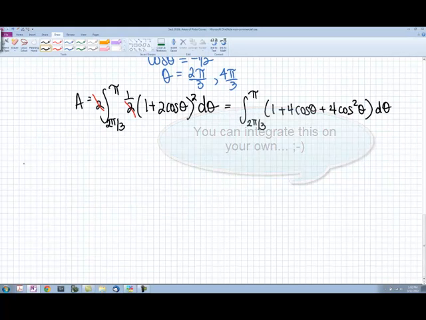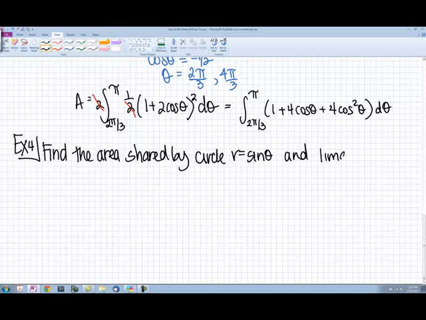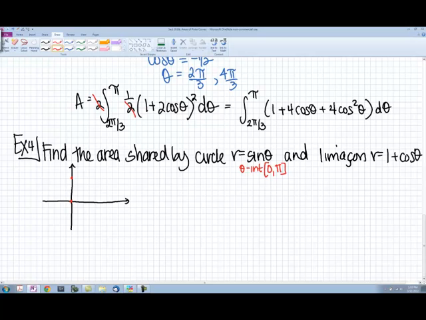So example 4, I want us to find the area shared by the circle r equals sine theta and the limaçon r equals 1 plus cosine theta. Circle r equals sine theta. It's symmetric left and right because it only has the first order of sines. This particular graph has a theta interval of 0 to pi. So what's happening is your circle is going around this way.